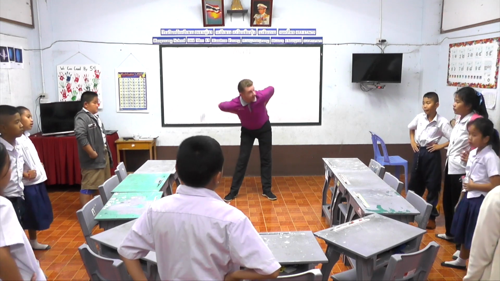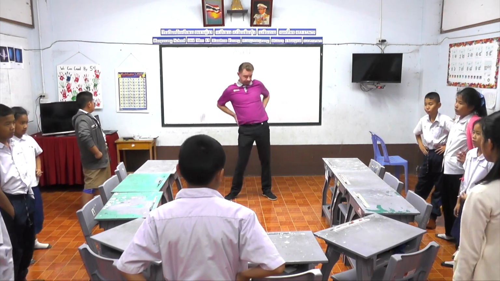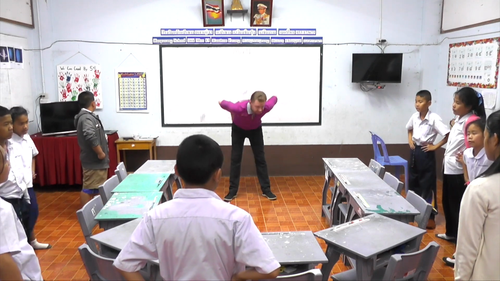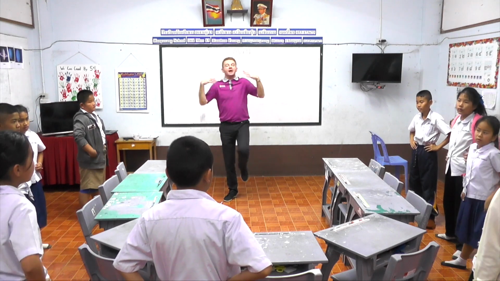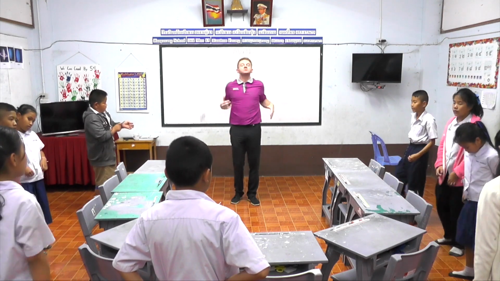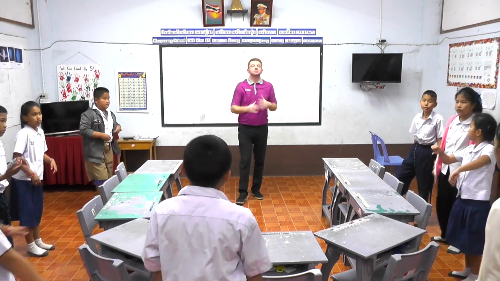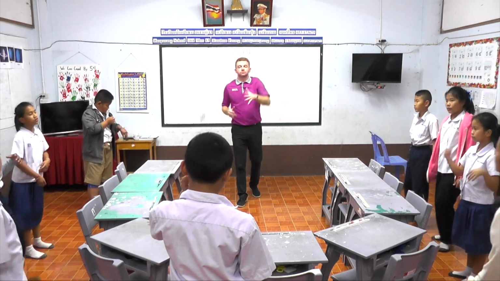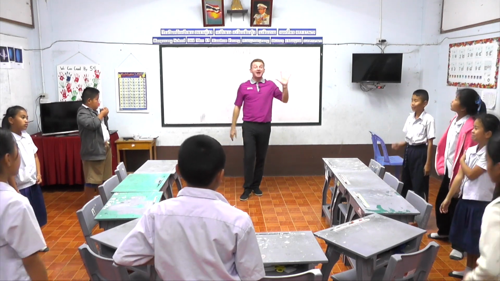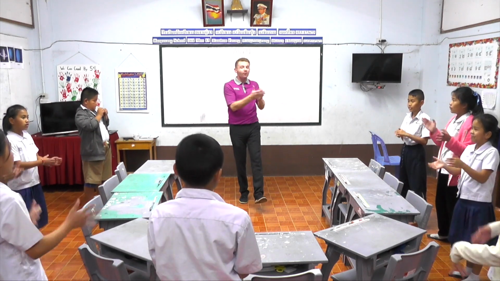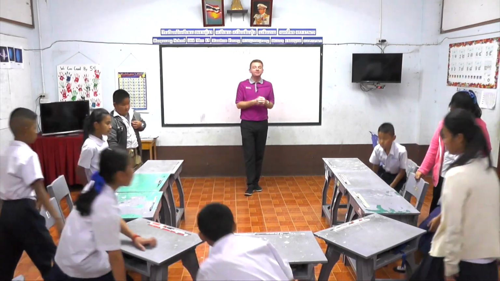Go back the other way. Round and round the other way. And stop. One more time, guys. Shake it out. Arms and legs. And to finish, we will do 5 claps. 1, 2, 3, 4, 5. Excellent, guys. Have a seat.